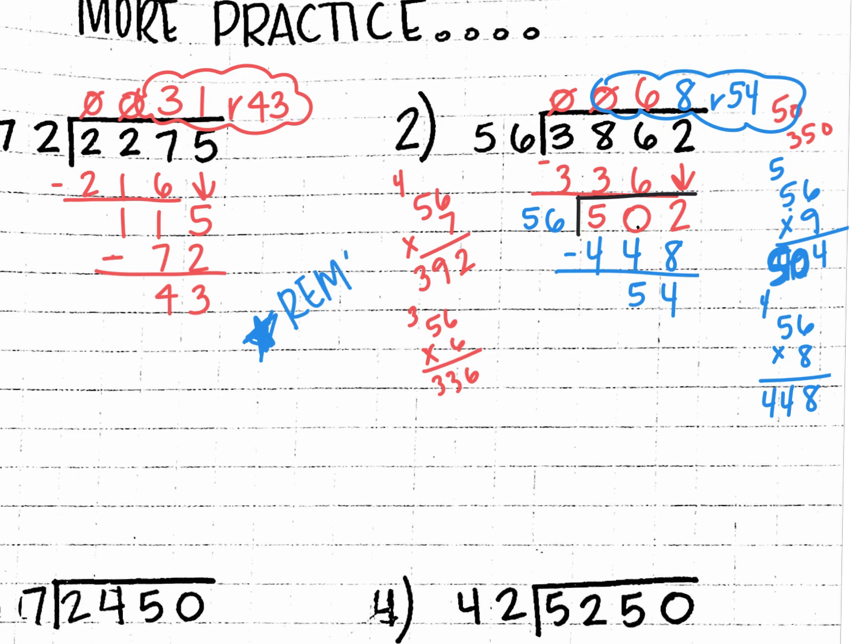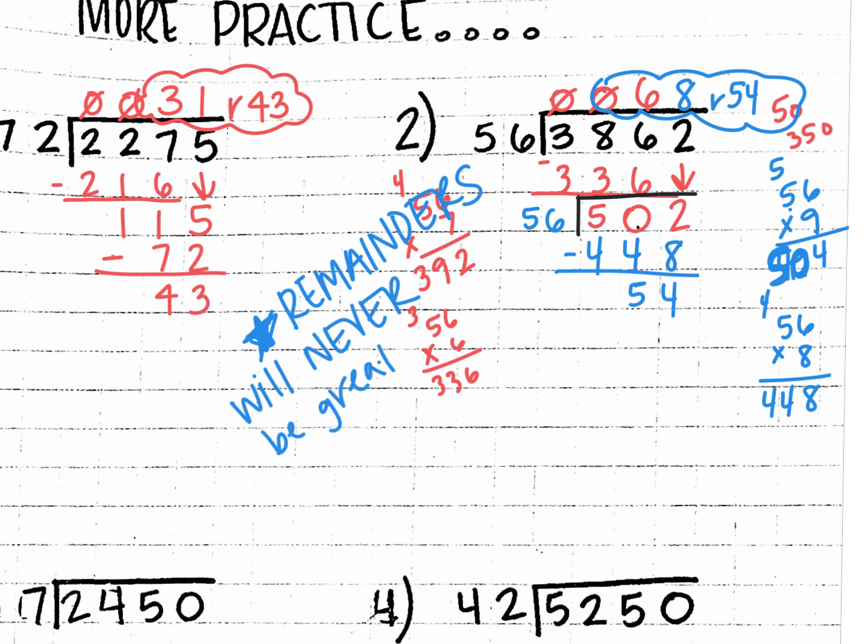Remainders will never be greater than the divisor. If it is, we made a mistake. And that's where my mind was going. That's how I realized I made a mistake.